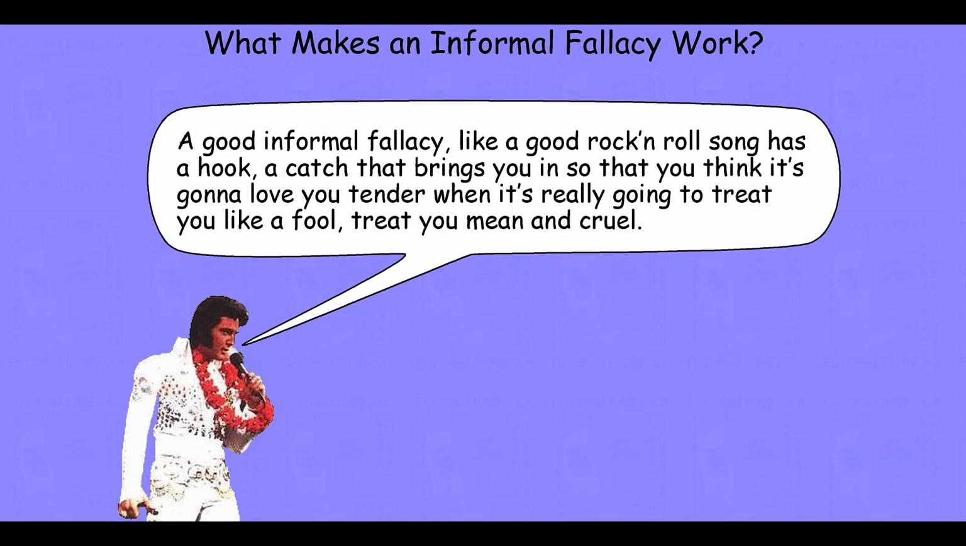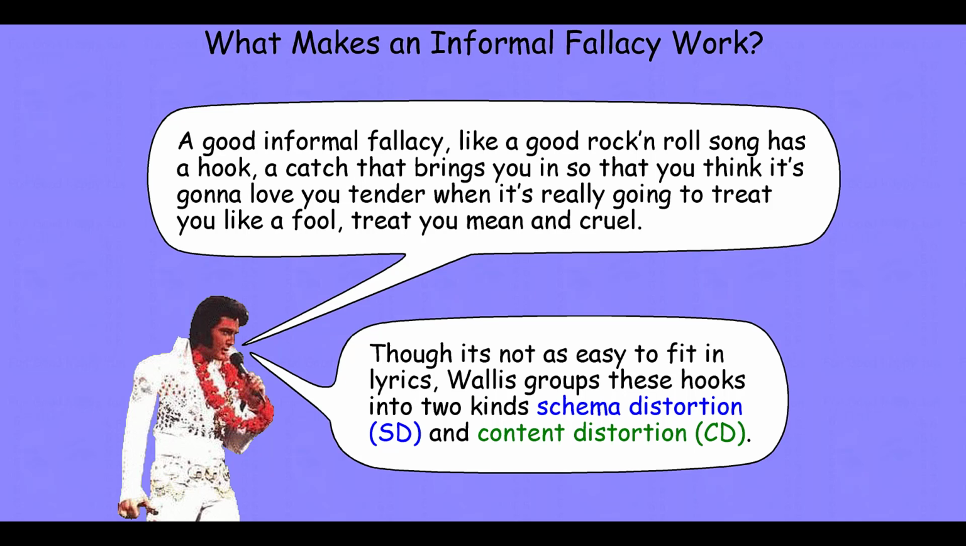And how does that exactly work? Well, most informal fallacies, like most good rock and roll songs, have a hook. That is, they have a catch that brings you in. It makes you think it's going to love you tender when it's really going to treat you like a fool, treat you mean and cruel. In fact, what most informal fallacies play upon native human reasoning tendencies. And there are two ways framing serves to facilitate this preying upon native human reasoning tendencies to create a false impression of the overall success of an argument.